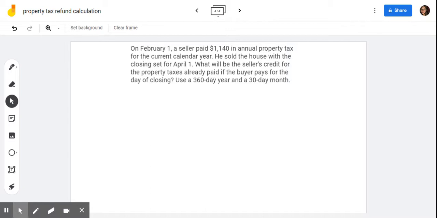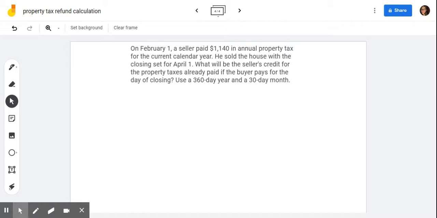It says on February 1, the seller paid $1,140 in annual property tax for the current calendar year. So they're prepaying their tax for the entire year, which, if you have a mortgage company, usually the mortgage company does that for you, and then you pay for it throughout the year. He's doing it. He paid it in full upfront. So it says he sold the house with the closing set for April 1st. Okay, so he's already paid his property tax for the whole year, and he's not going to own the house for the whole year. So he's going to get a big chunk of that back.